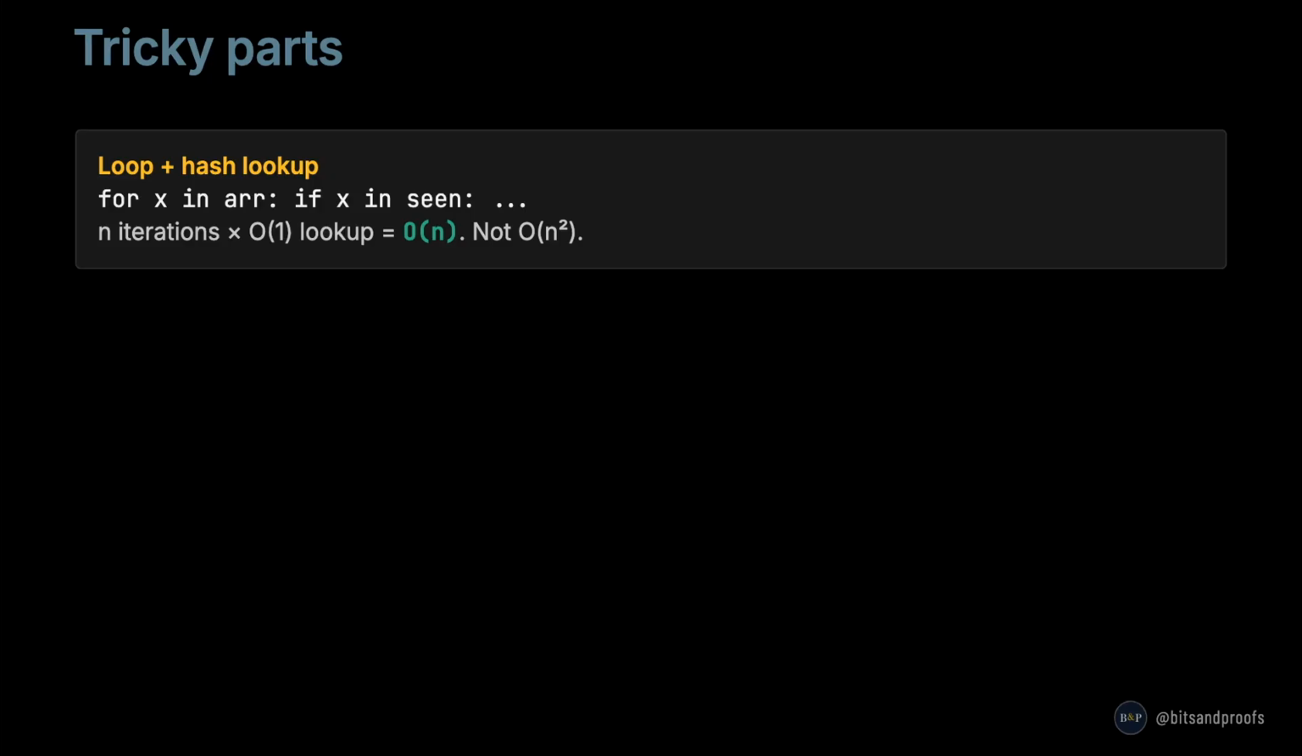Tricky parts, things that confuse people when they first try to read big O. I'm going to walk through 4 of these because they cover most of the mistakes I see in code review and interview answers. First tricky part, loop plus hash lookup: for x in R, if x in scene. The scene lookup inside the loop is constant. Hash lookups are O of 1. So this is n iterations, each doing constant work. The total is O of n, not O of n squared. A common mistake is to assume a loop with a lookup in the body automatically means quadratic, not if the inner work is constant.